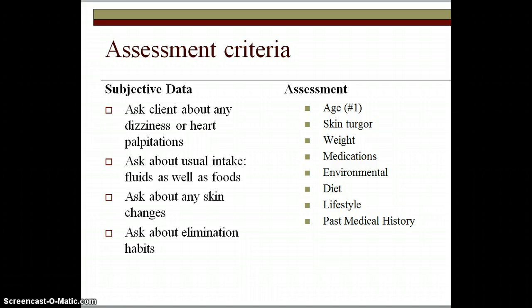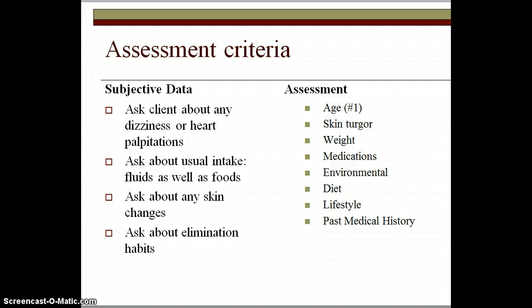And then past medical history always has to be a consideration as we think about, have they had kidney failure in the past? Are they on dialysis? Maybe they got a kidney transplant at some time. So many criteria and many things that we think of as we start this first part of our hydration unit.